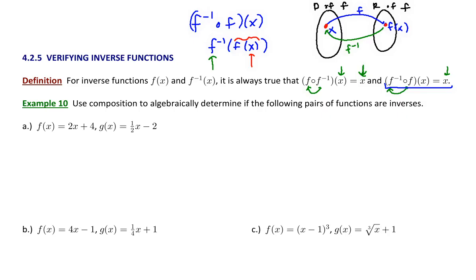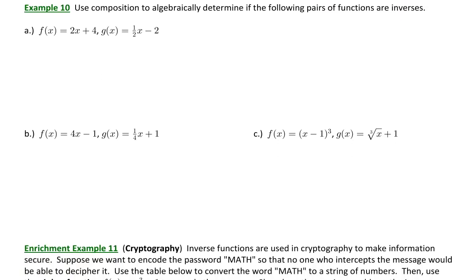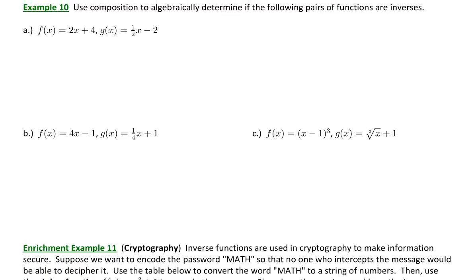So to determine if two functions are inverses, we compose them in both directions to see if we get x. Let's try this on example 10. Use composition to algebraically determine if the following pairs of functions are inverses. So we want to compose them in both orders. Let's just start with the order f composed with g of x. So we're going to break it down into f as our outside function and g as our inside function.